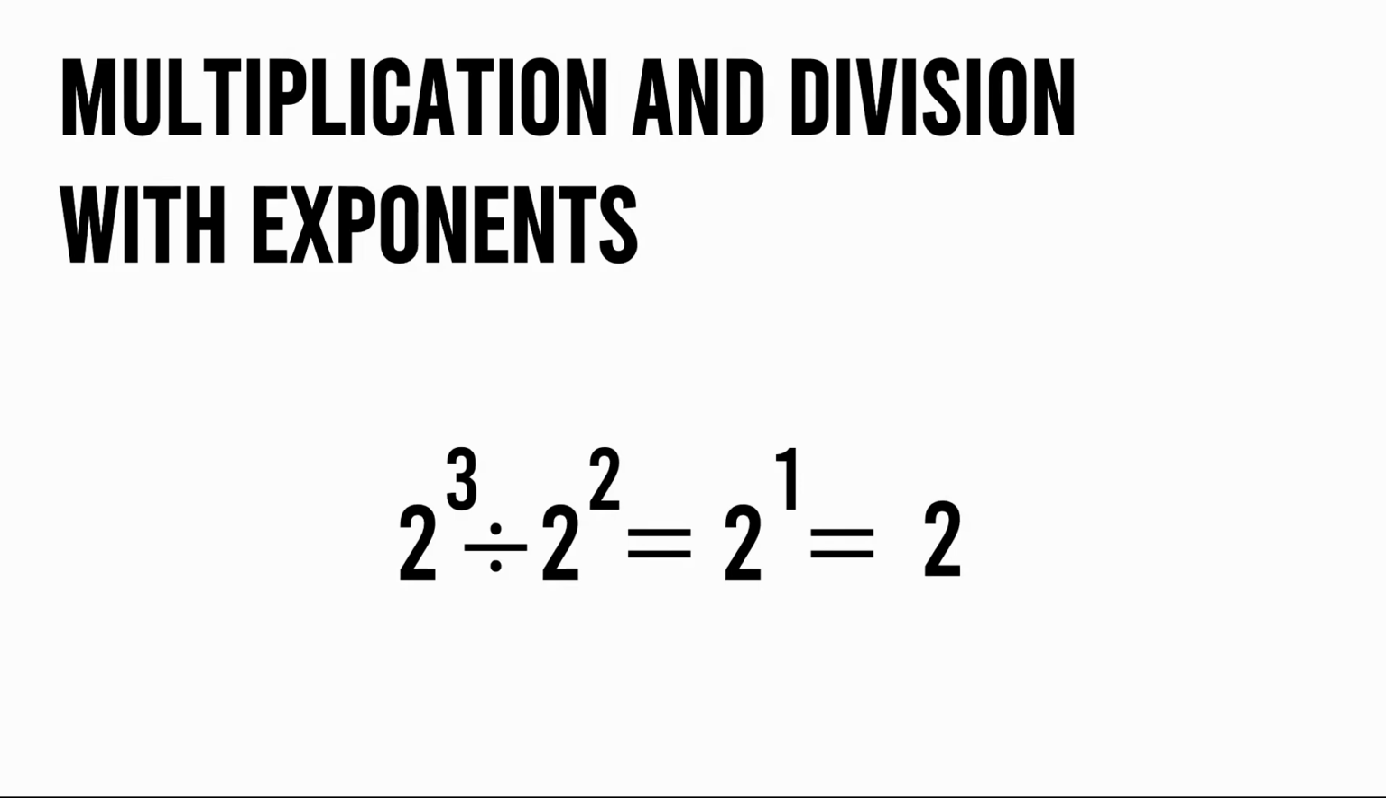2 to the 3rd power divided by 2 to the 2nd power is equal to 2 to the 1st power. 2 to the 1st power is equal to 2.